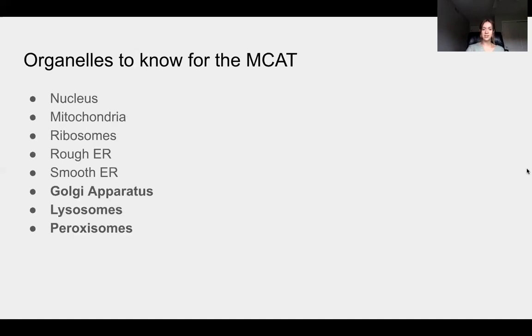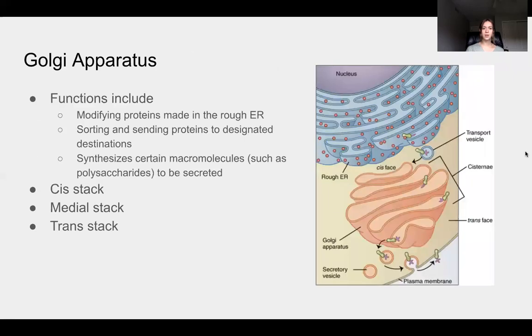So yeah, here's that list again. I'm going over these last three now to finish up the organelles that we need to know. So the Golgi apparatus, as you can see, is located near the rough ER. The functions of the Golgi apparatus include modifying proteins made in the rough endoplasmic reticulum, sorting and sending proteins to designated destinations, and synthesizing certain macromolecules, such as polysaccharides, to be secreted.